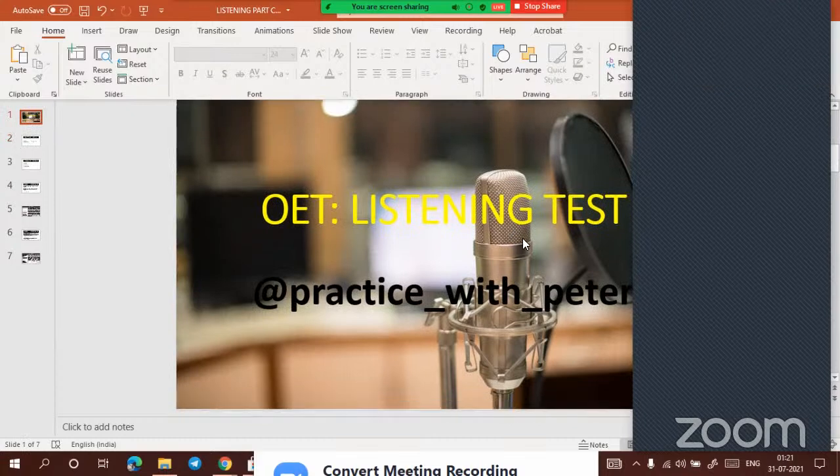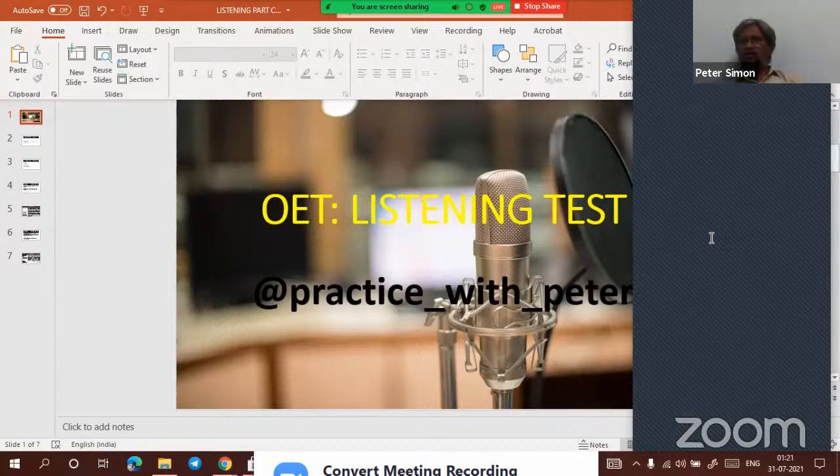Please arrange one discussion on reading part C. This is part C only. Is this not part C? Oh, reading part C. Okay, okay. This is on the request of Gina. I took this session on the request of Gina.